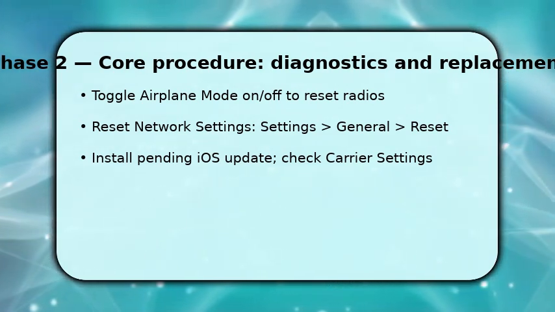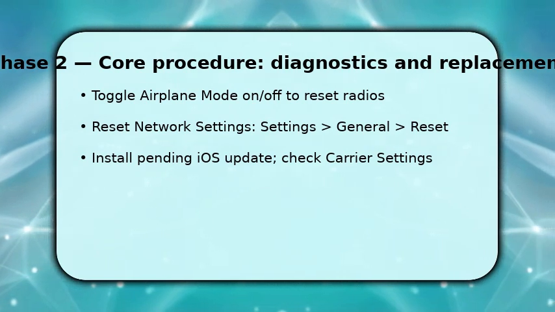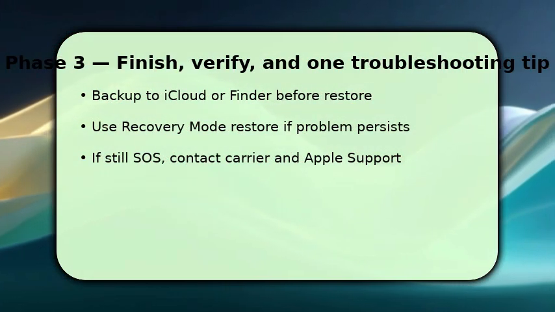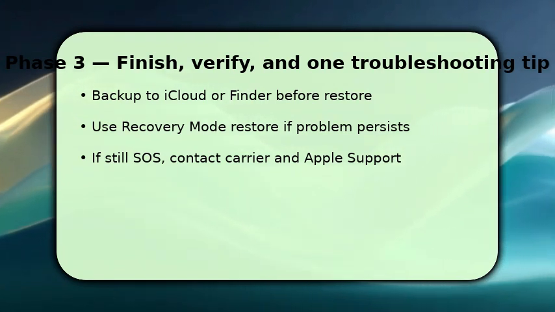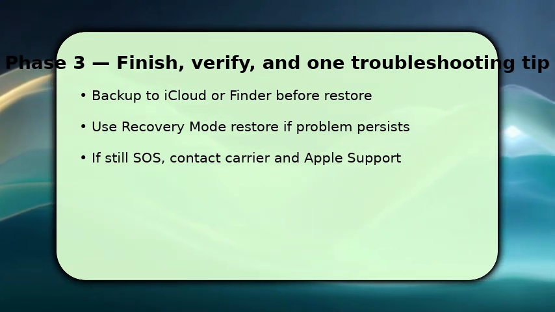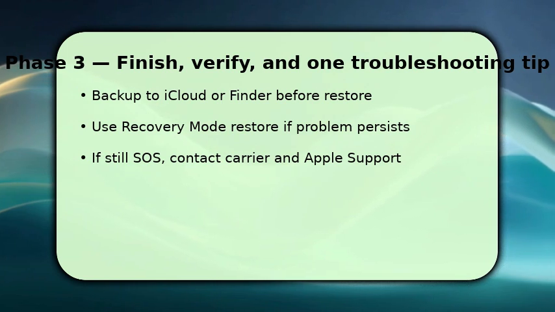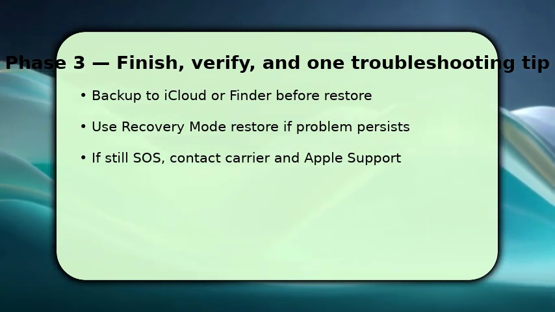If SOS remains, back up your iPhone now to iCloud or to a Mac/PC using Finder or iTunes. Don't skip the backup. Then put the phone into recovery mode and choose Restore via Finder or iTunes. This reinstalls iOS and refreshes baseband firmware. Once restored, sign back into Apple ID and reconfigure carrier settings.